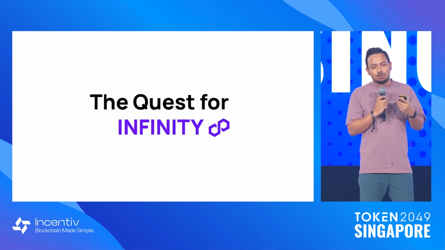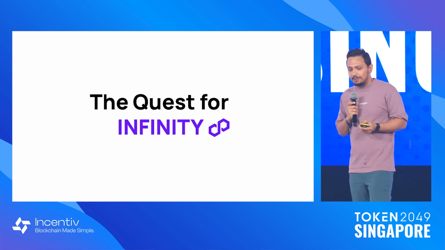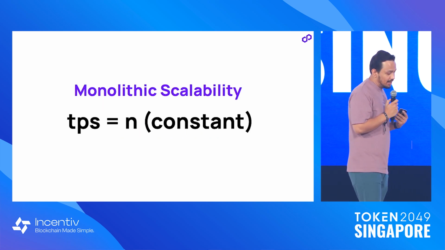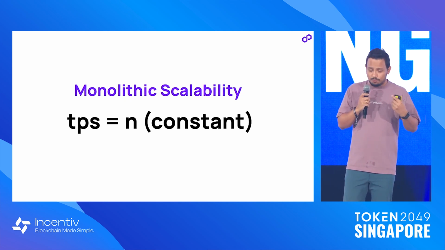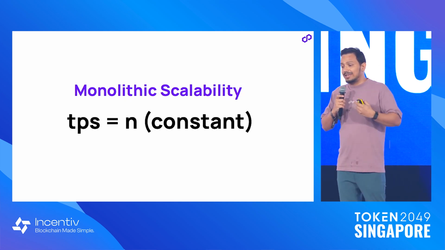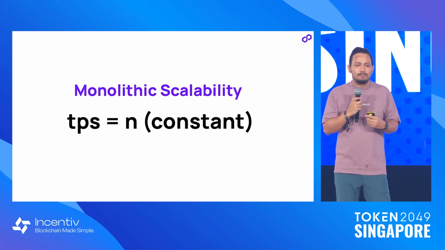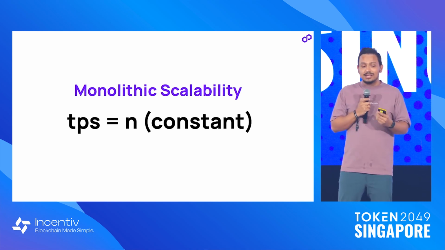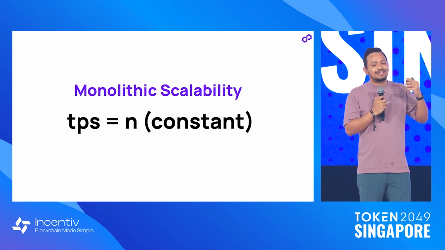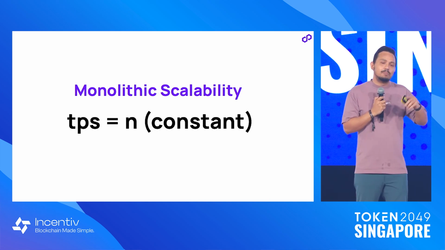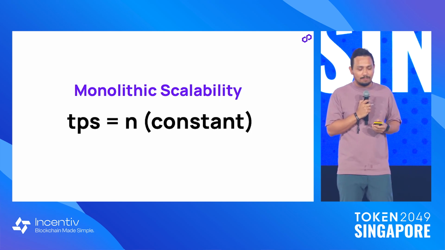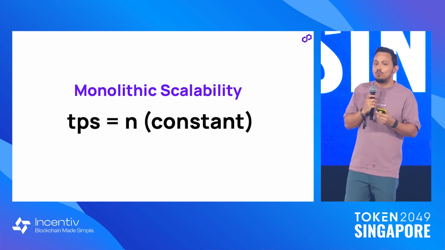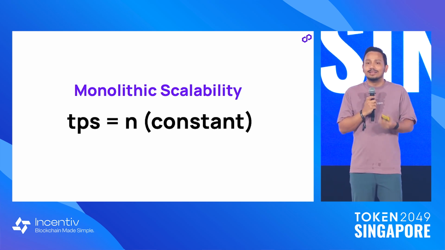So first is this quest for infinite scale, right? If you see the current level of scalability, most of the very popular chains will say that we have X TPS, like 100 TPS, 500 TPS, 1000 TPS, or 5,000, 50,000 TPS. They all are talking about a constant TPS, that this X number is our TPS capacity. And no matter how big the number is, it is still constant. And if you want the whole world to come into Web3, that's not enough.